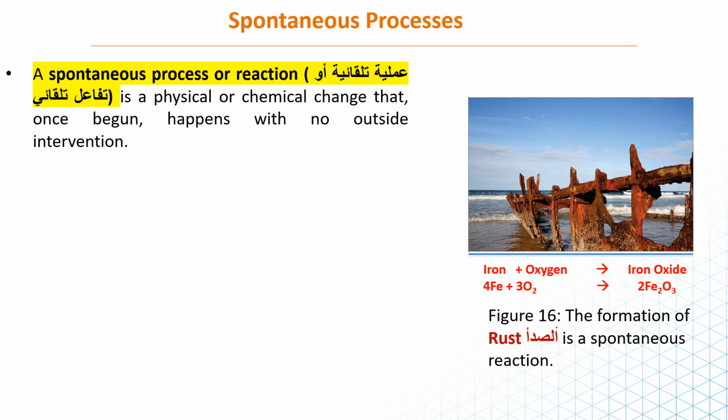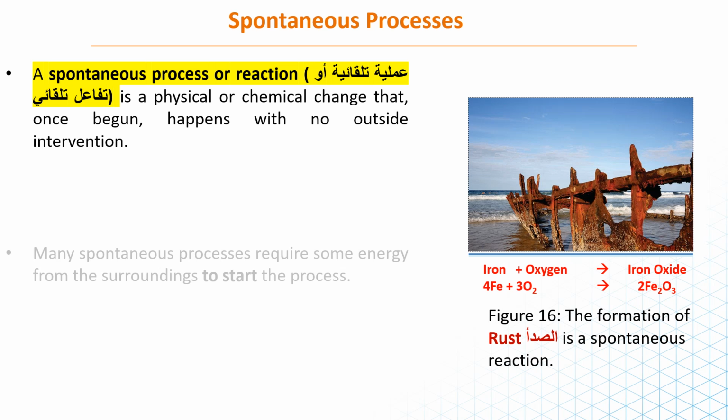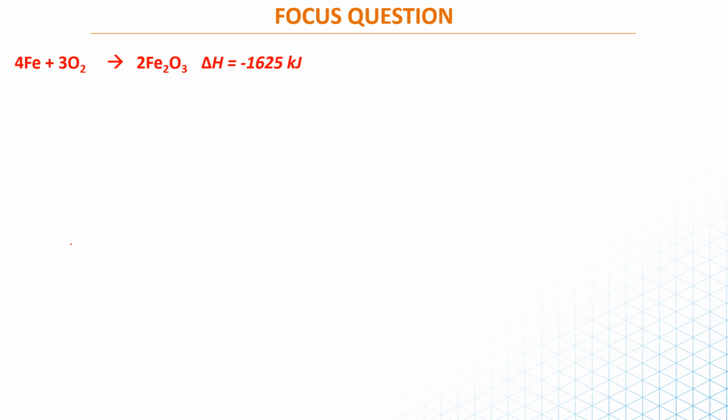So once it starts, there's no need to do anything. It will keep continuing without any outside intervention, okay? And many spontaneous processes require some energy from the surroundings to start the process. For example, if we turn on the car, once we turn on the car, it will keep working without doing anything, right? So that's an example of the energy at the beginning. Like, this is just an example, okay, guys? So this is the rust reaction, right? It's exothermic and spontaneous. It's exothermic, why? Because the delta H is negative, right?